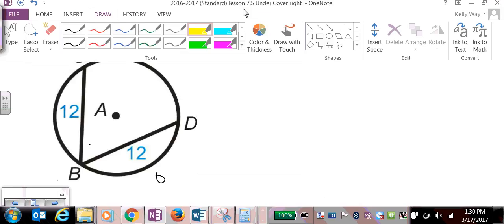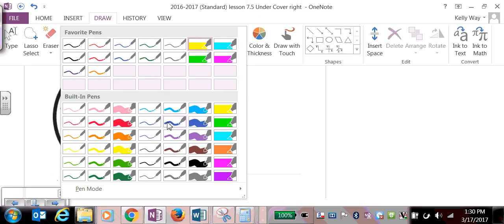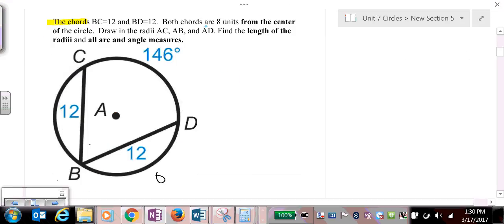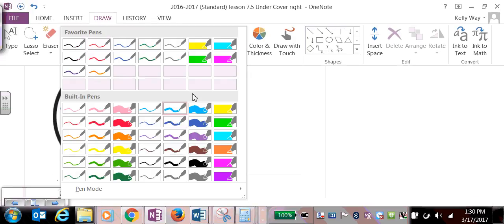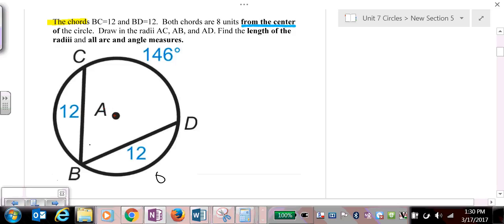Okay, let's see if you label this properly here. We have both chords are 8 units. Notice the phrase "from the center." That means that from the middle, right there, it smacks it at a right angle and creates a hatch mark.